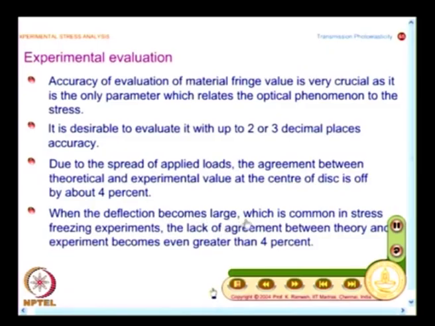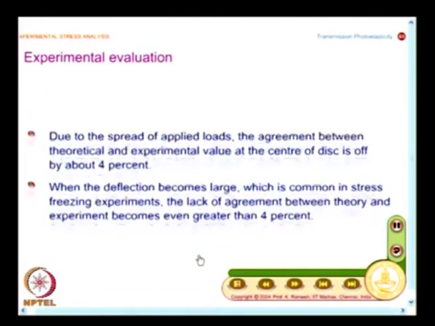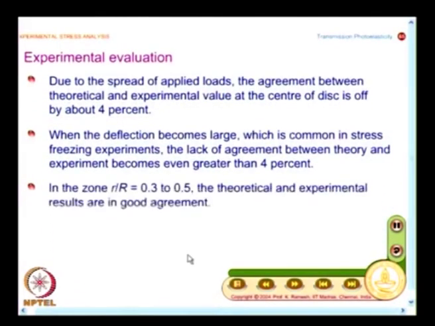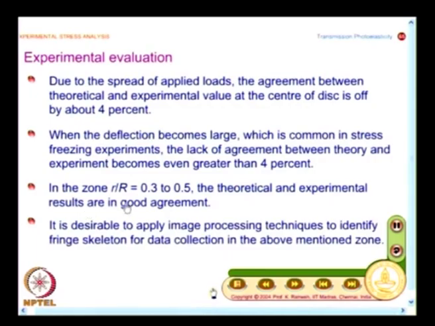So, in order to improve your agreement, you exclude the data from the center of the disk. There is a particular zone people have also identified, and when I want to do all this, it is desirable that I go for digital image processing methodologies. So, that is what I have here. The recommended zone is r by R equal to 0.3 to 0.5.